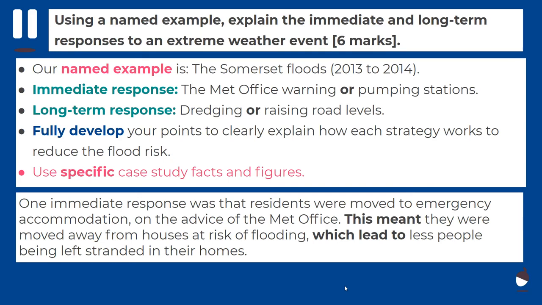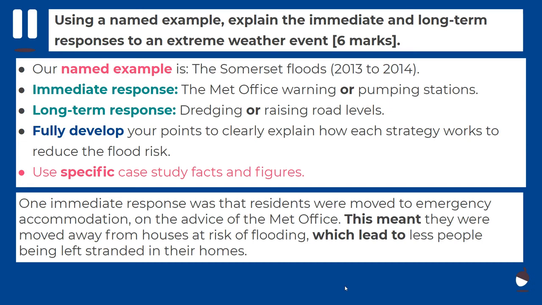And you need to decide for your immediate response if you're going to write about the Met Office warning or the pumping stations. For your long-term response, you need to decide if you're going to write about the dredging or raising road levels. When you write about your immediate and your long-term response, make sure you say what they are, but then fully develop your points to clearly explain how each strategy works to reduce the flood risk.